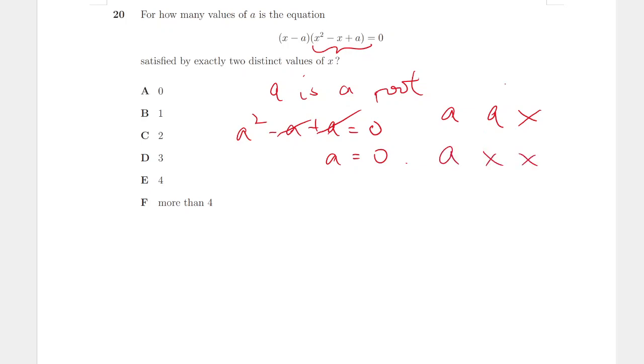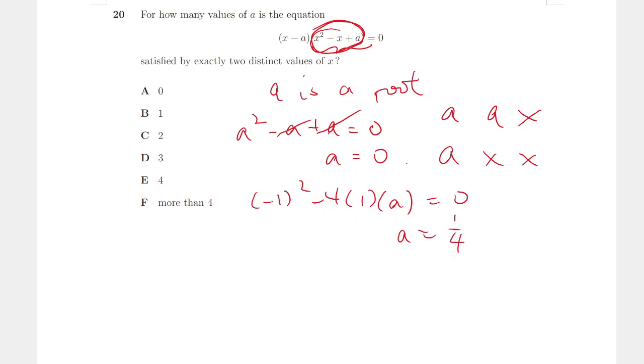Maybe this quadratic gives you repeated roots, right? So if the quadratic gives you repeated roots, what does that mean? That means the discriminant equals 0. So discriminant b² - 4ac, so a is 1, b is -1, c is a, so 1 - 4a is equal to 0. That could give you repeated roots, right? So a is a quarter.